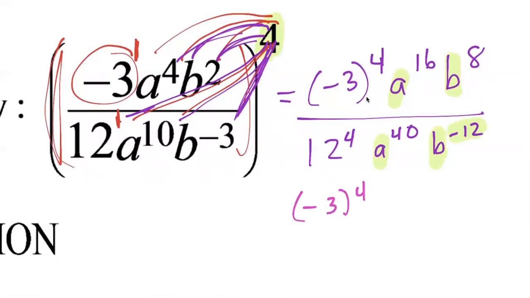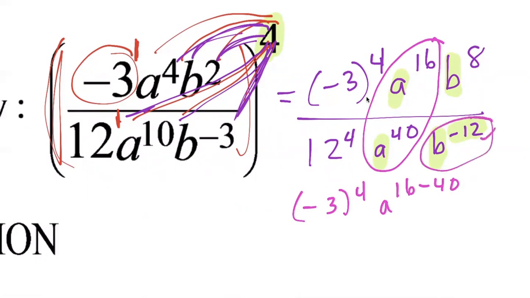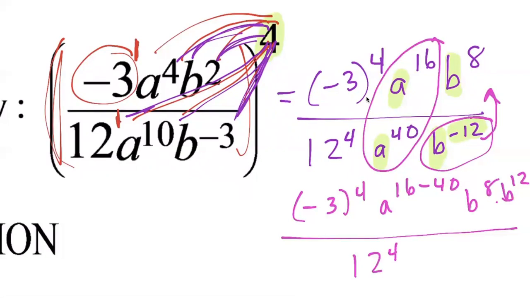All right, I'm going to have an a to the 16 right here, but I also have an a on the bottom. So what's the rule when we divide? The rule is we subtract. So that's going to be 16 minus 40. All right, and the b value, I'm just going to take this negative and move it out to the top. So I'm going to end up with a b to the 8 times a b to the 12. And then this 12 on the bottom is still stuck there, 12 to the 4th.